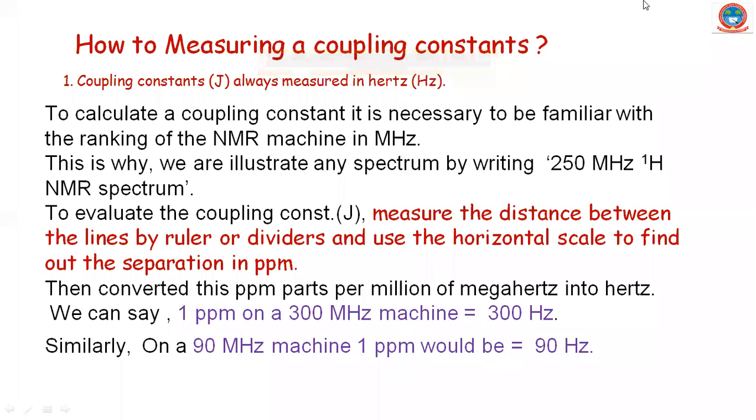Then convert these parts per million, with megahertz, into hertz. Very simple. Measure the distance between the lines by rulers or dividers. We will see this after this slide, and use the horizontal scale to find out the separation in ppm.